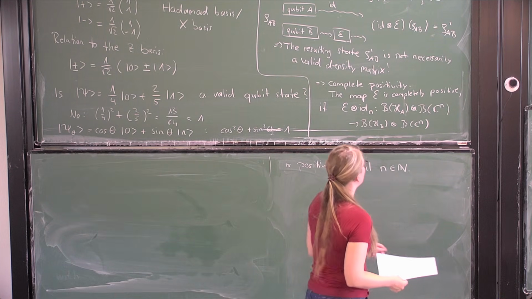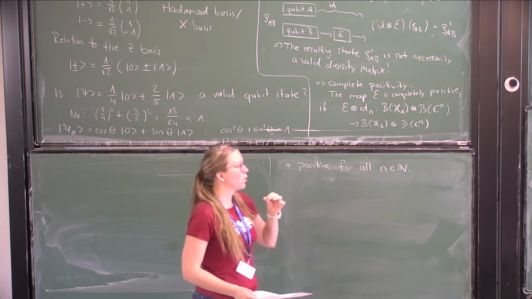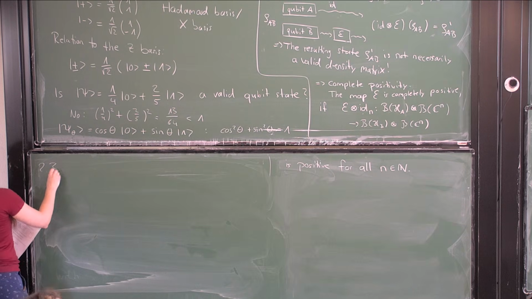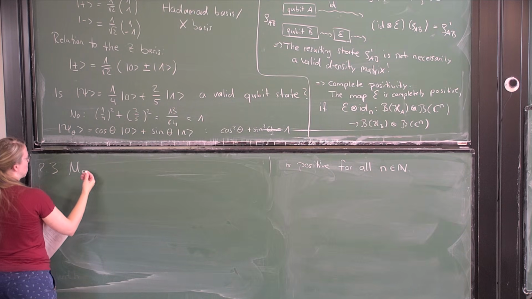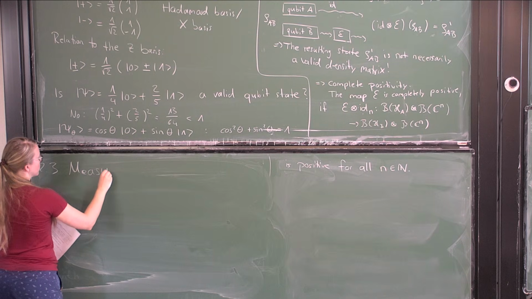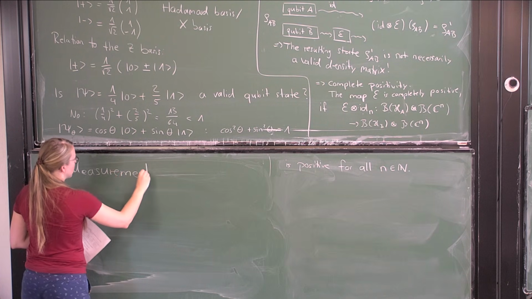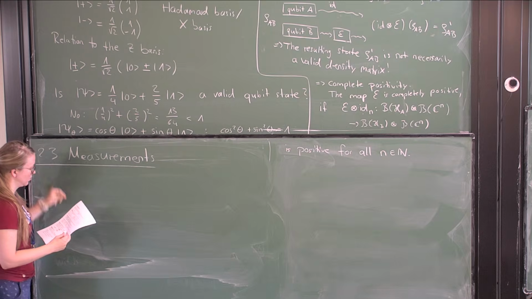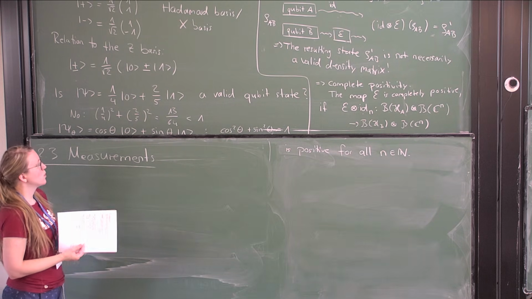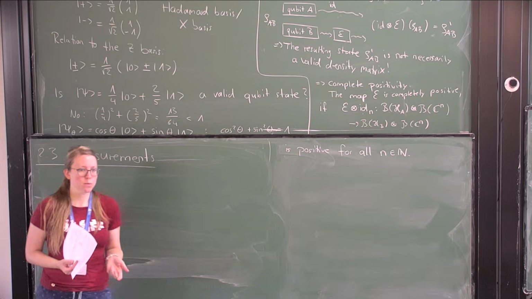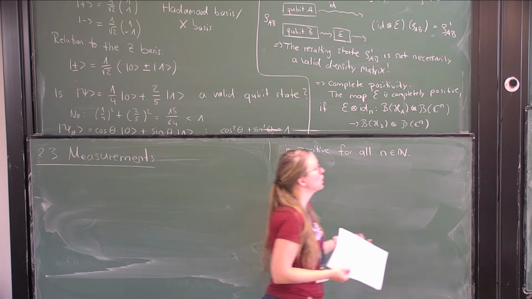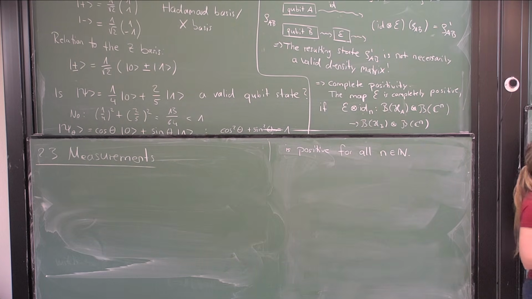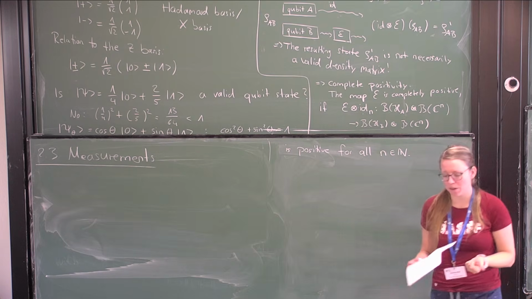So that's all I want to say about evolutions. Let me go to measurements. Now I want to describe what happens if we measure the quantum system. Measurement means we get some classical outcomes out of this process, and sometimes we also want to talk about the state of the quantum system after the measurement.